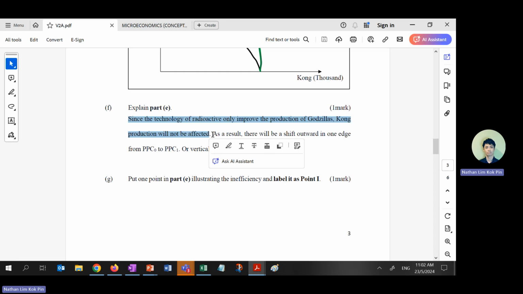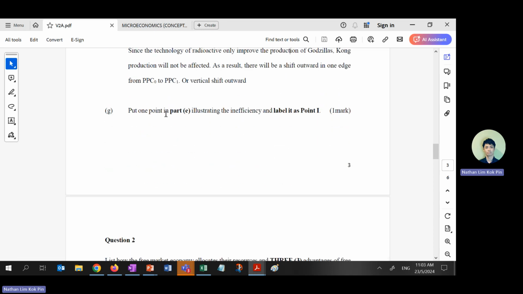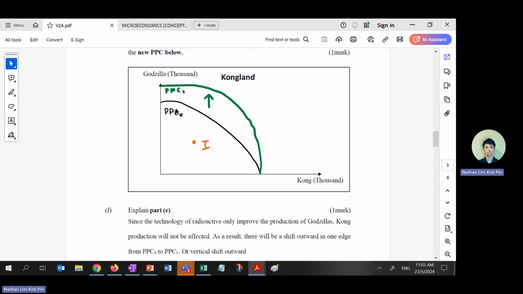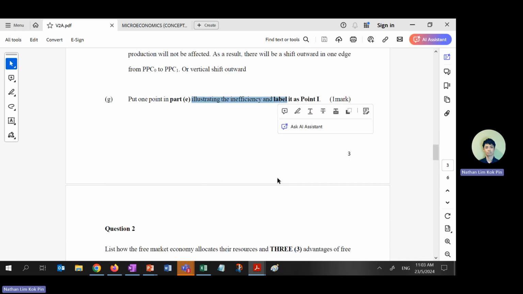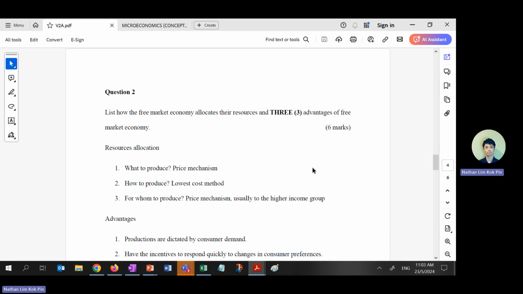Right? As a result, there will be a shift outward in 1H from PPC 0 to PPC 1, a vertical shift outward. Okay, something like that. 1 mark. Put point E. Put point I in this label here. Point I should be inside because I want you to show inefficiency. Make sense?